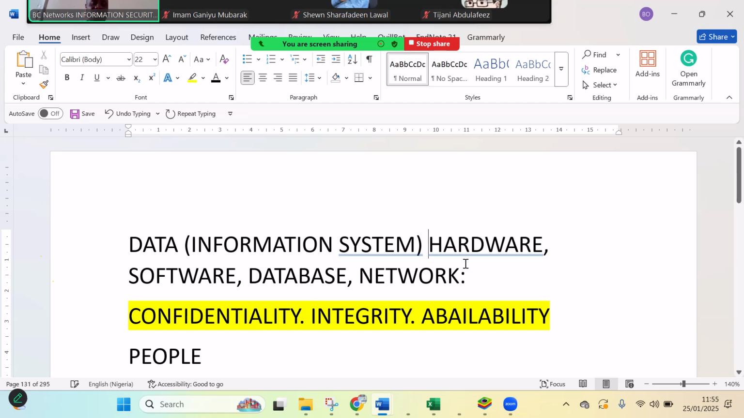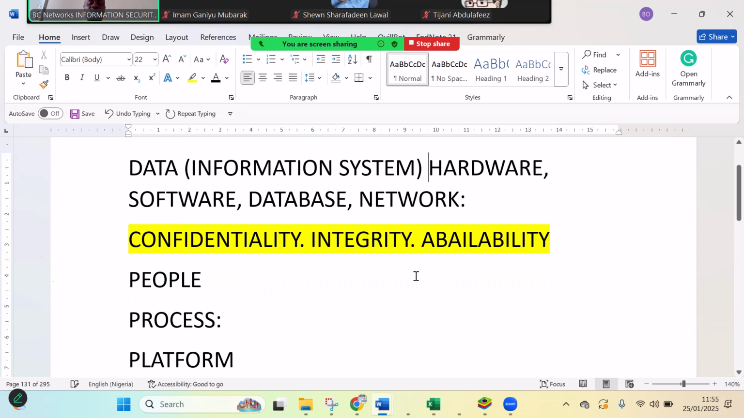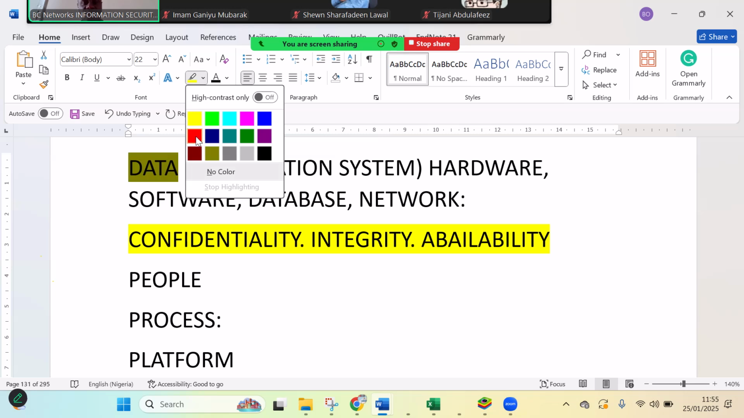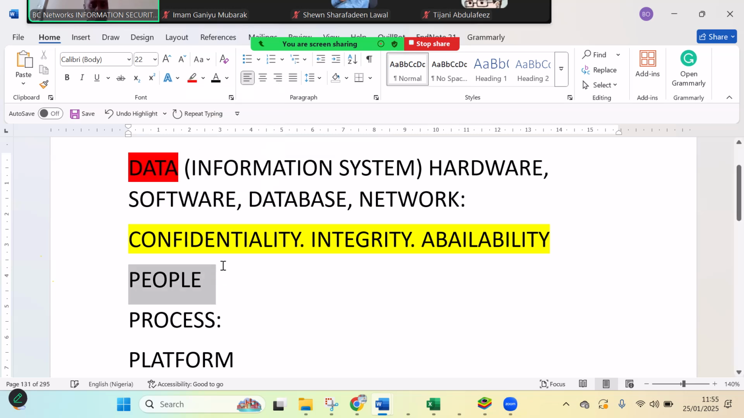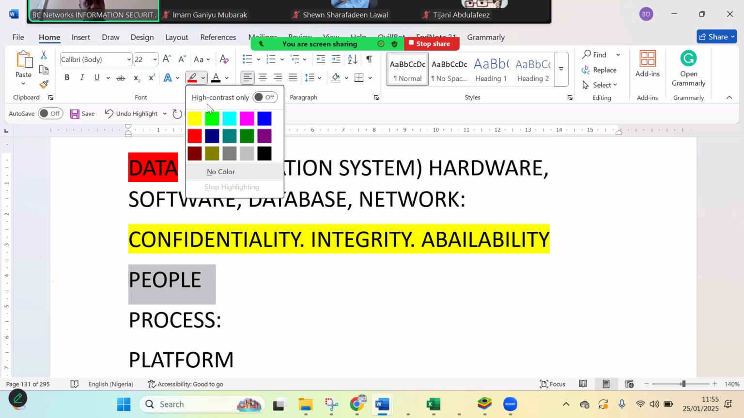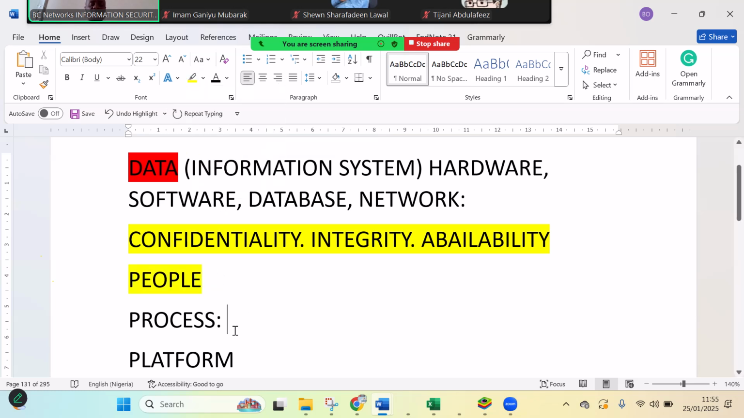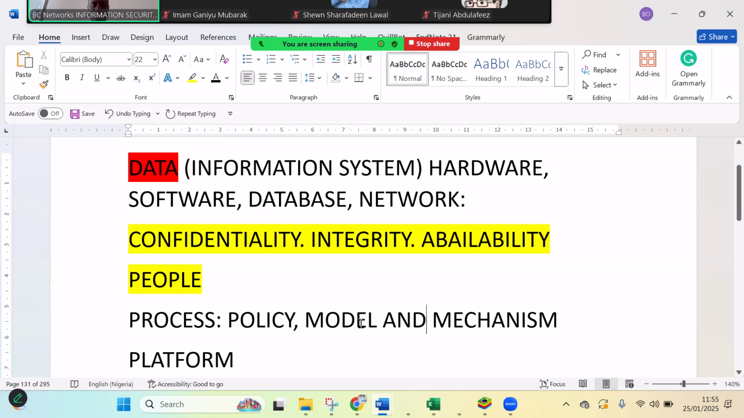And this objective will be tailored towards who? Towards ensuring the security of our data. The people that use the information systems must be secure. Now the process we use, how do we ensure that all these objectives are met? They can be driven by what? Policy, model, and mechanisms.